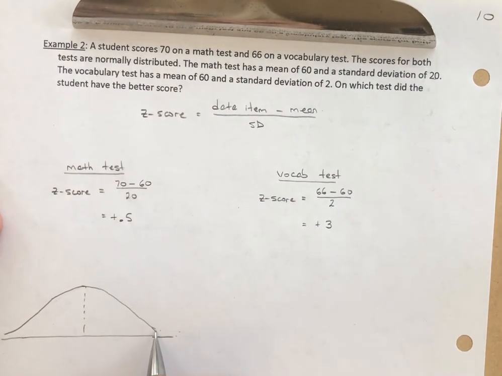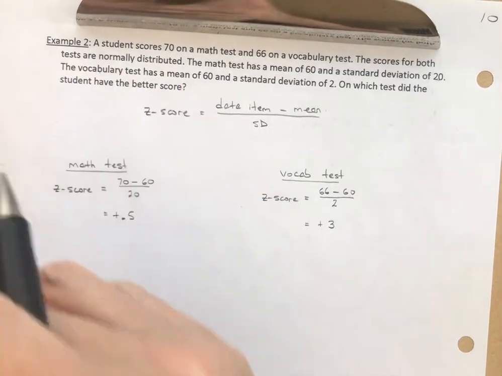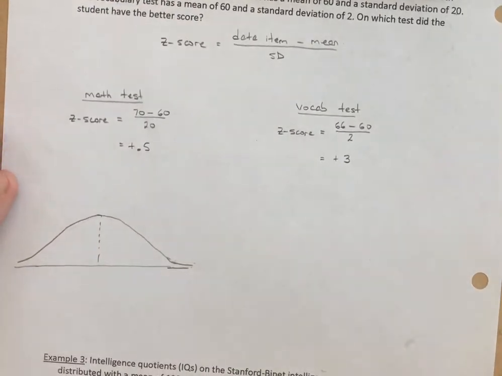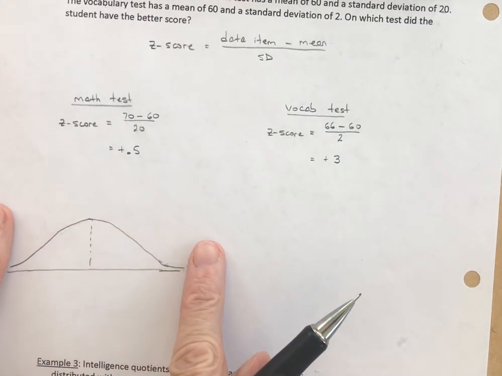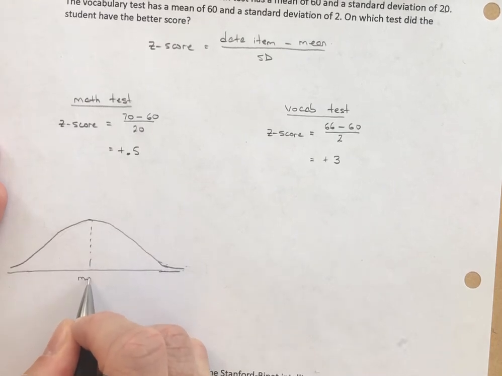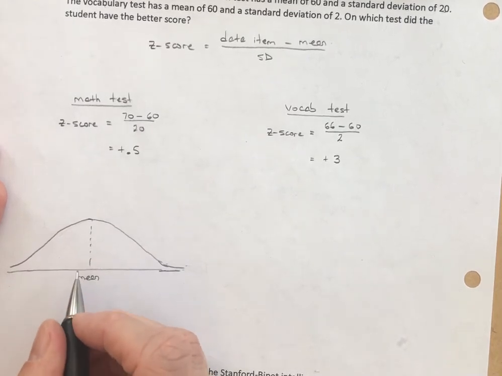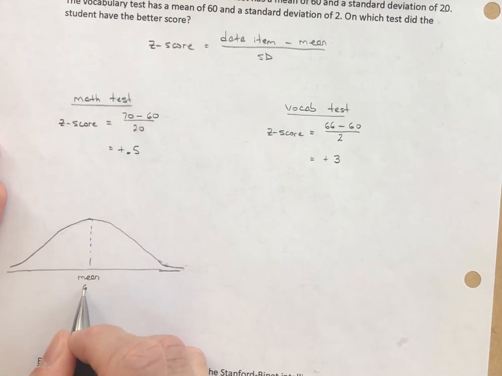Okay, kind of, sort of. Okay, this has a much squattier bell, if you will. It's not nearly as tall, and it stays rather wide as it goes out there. And we still have the same thing. We have a mean, which is, the mean here is 60.